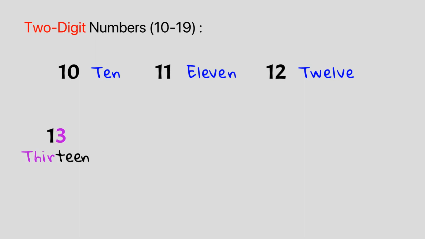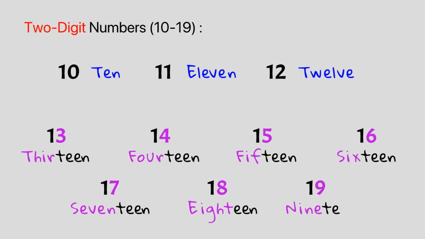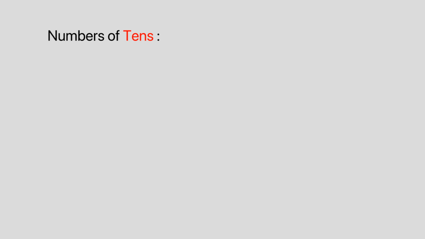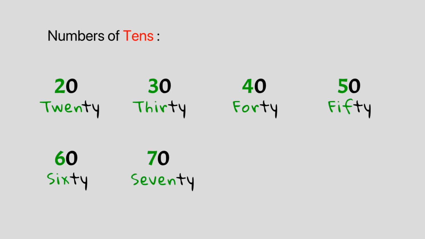13, 14, 15, 16, 17, 18, 19. Well done. The remaining two-digit numbers follow a pattern of the word for the tens, followed by that of the ones. The different numbers of tens have different words. They are 20, 30, 40, 50, 60, 70, 80, and 90. Excellent.